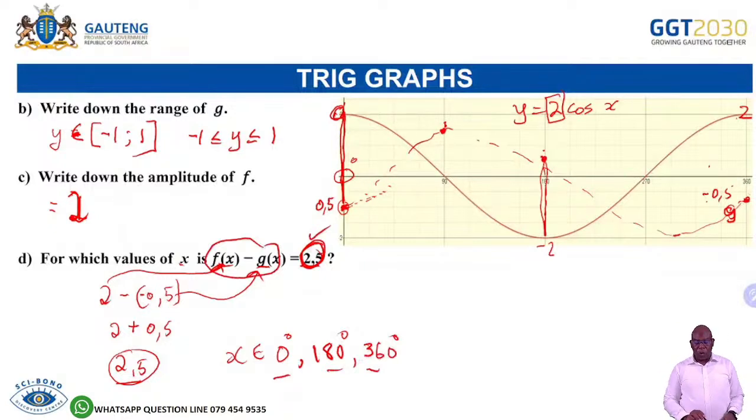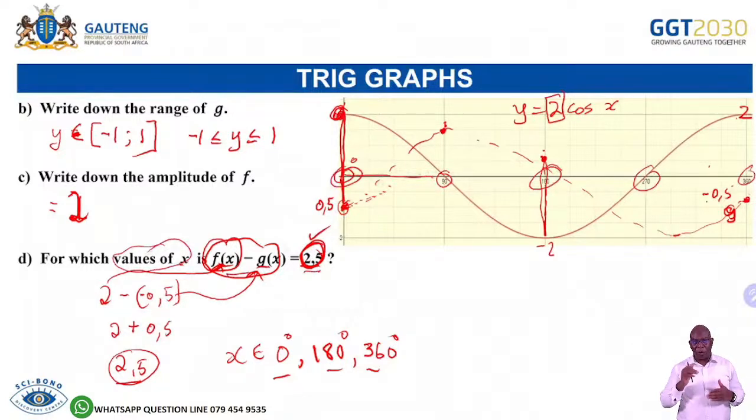So with the two graphs drawn together, when we subtract them, we use the top minus the bottom. F of x is the top part, g of x is the bottom part. Then we have those two subtracted, which give us that. So for which values of x? The x values we're talking about are these ones here. We just check where the top minus the bottom gives us 2,5, and this is where I get 2,5, at those three degrees.